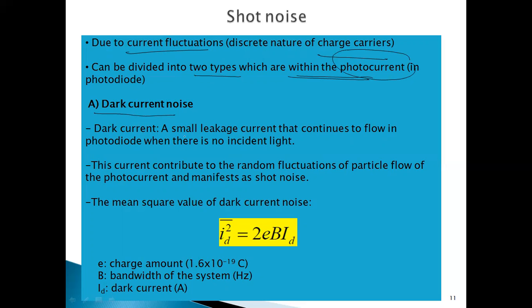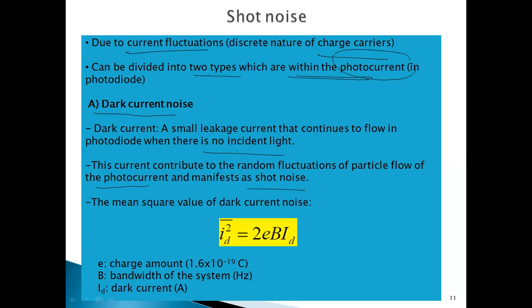We know that dark current is a small leakage current that continues to flow in a photodiode even when there is no incident light. We have agreed on this. This dark current will contribute to the random fluctuations of the particle flow of the photocurrent, and this is known as shot noise. So it's more towards the particle fluctuations, or the carrier fluctuations, that will be identified as noise.